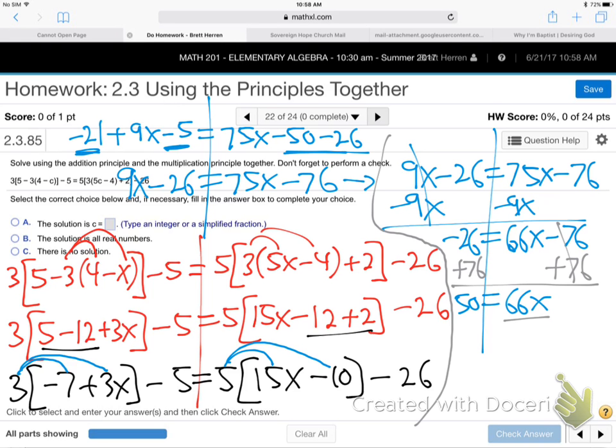And then divide by 66. So there, finally, is our answer. It's a terrible problem. And then reduce that. We even got to reduce it. We're still not done. Divide top, take 50 over 66. Divide top and bottom by 2.